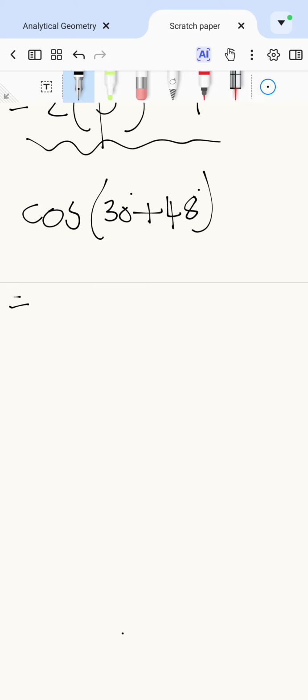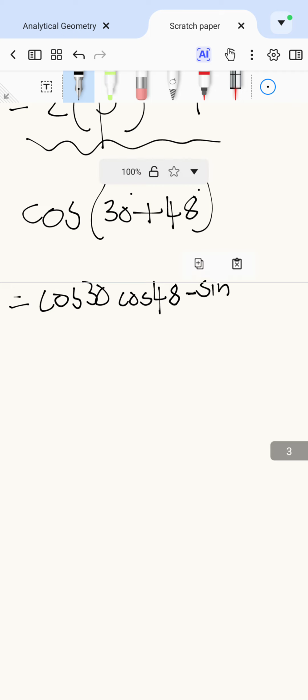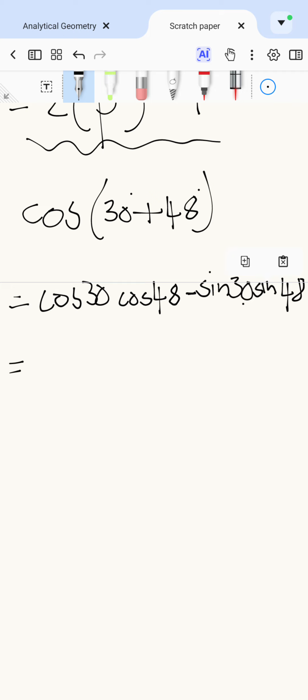Now we should know cos. If I have it right, cos is cos, sine, right? Where the sign changes. So cos is going to be cos. So cos of 30 and cos of 48. If this is positive, then I'm going to have negative sine 30 and sine, I'm running out of space here, 48. Okay. Right, so now with the 30s, we are happy because we know we have those special triangles.